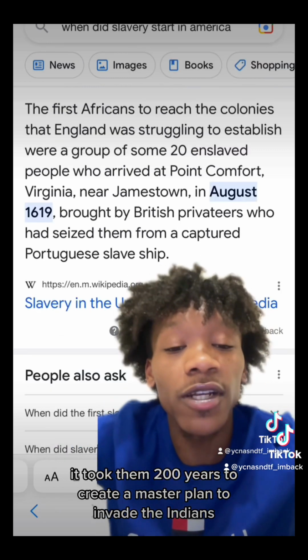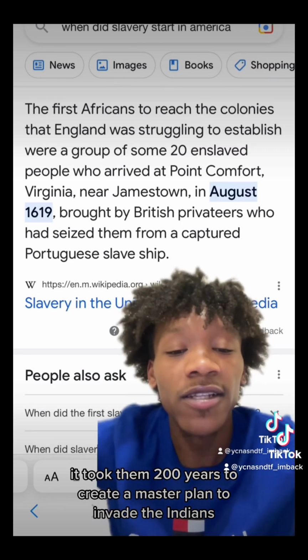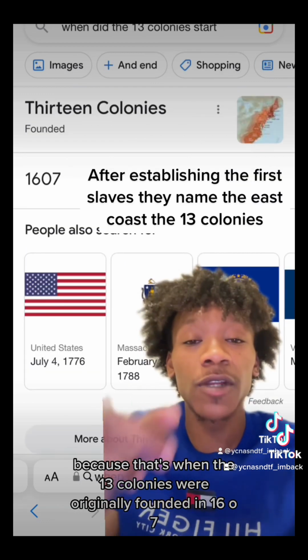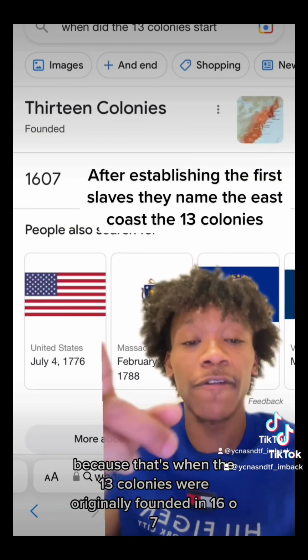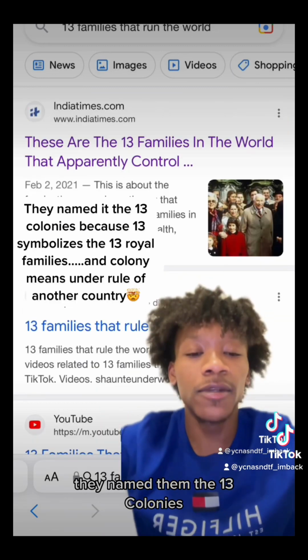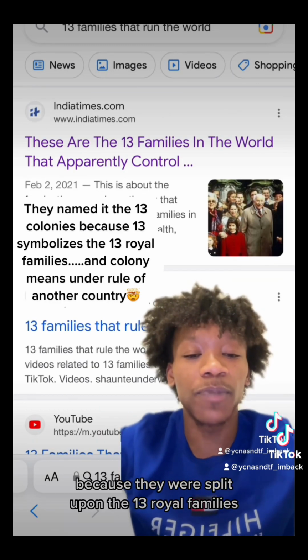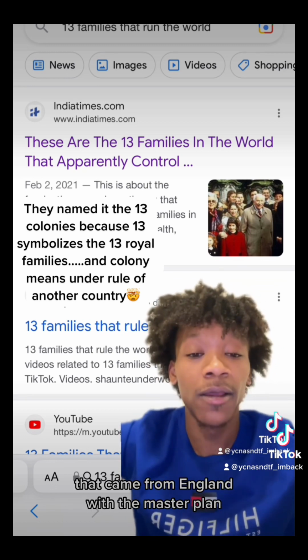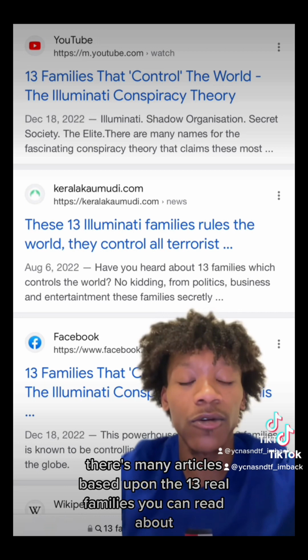It took them 200 years to create a master plan to invade the Indians and turn their free land into a new world, because that's when the 13 colonies were originally founded in 1607. They named them the 13 colonies because they were split upon the 13 royal families that came from England with the master plan. Pay attention to 13. There's many articles based upon the 13 royal families you can read about.